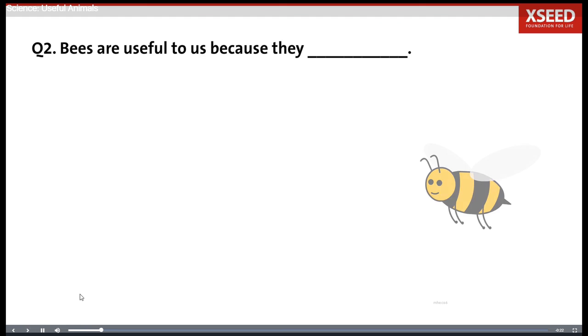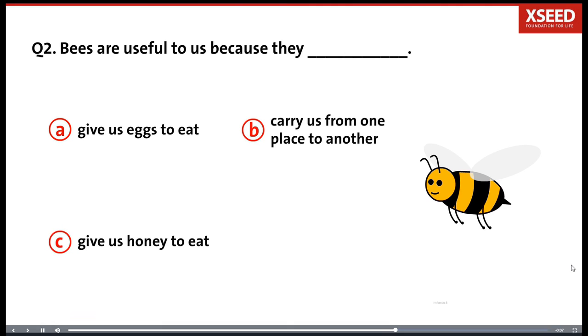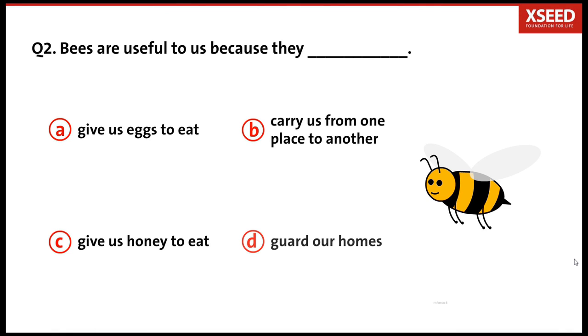Question 2. Bees are useful to us because they A. Give us eggs to eat. B. Carry us from one place to another. C. Give us honey to eat. D. Guard our homes.